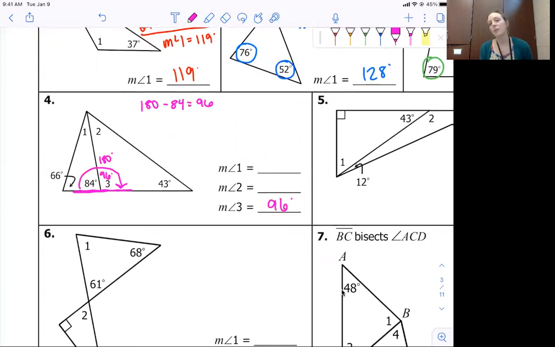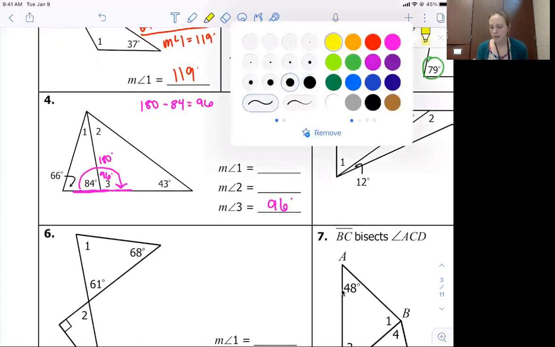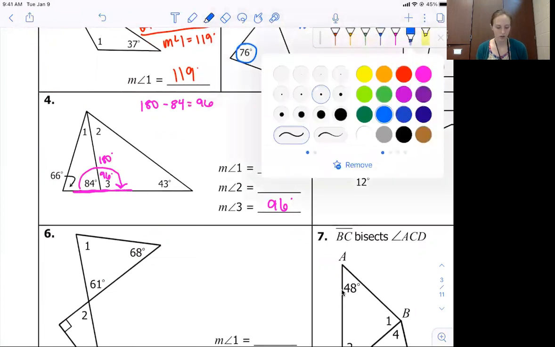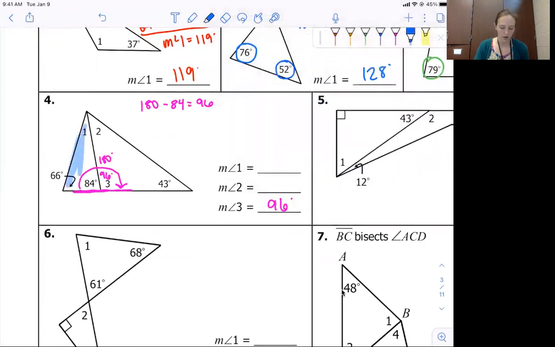Okay, and now I'm left with some triangles I can work with. So I'll highlight to make it easier to see here. Give me just a second to change up my color. Okay, so this triangle over here, this blue one, I can see I've got two angles that I know.